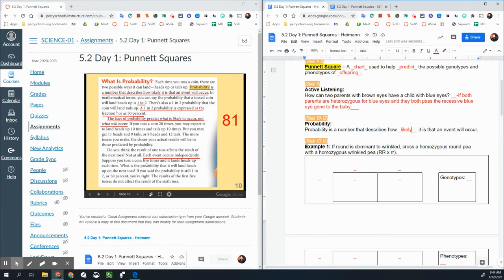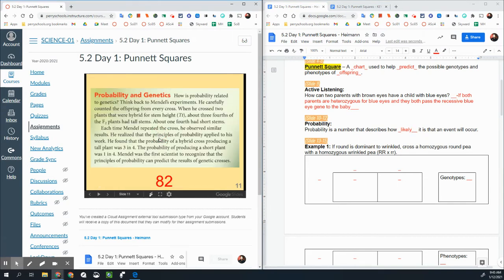Suppose you toss a coin 5 times and it lands heads up each time. What is the probability that it will land heads up on the next toss? If you said the probability is still 1 in 2 or 50%, you are right. The results of the first 5 tosses do not affect the results of the 6th toss.